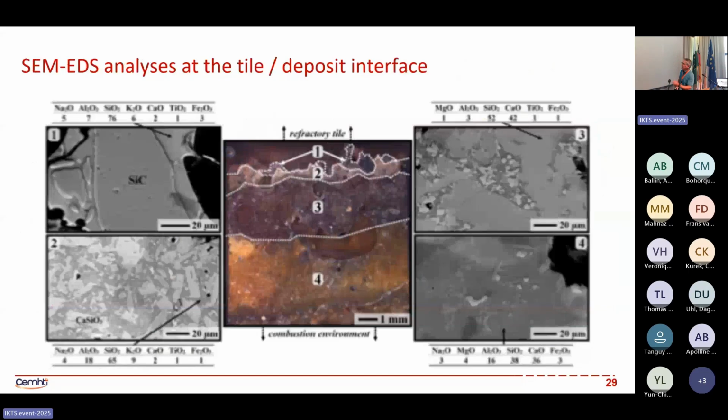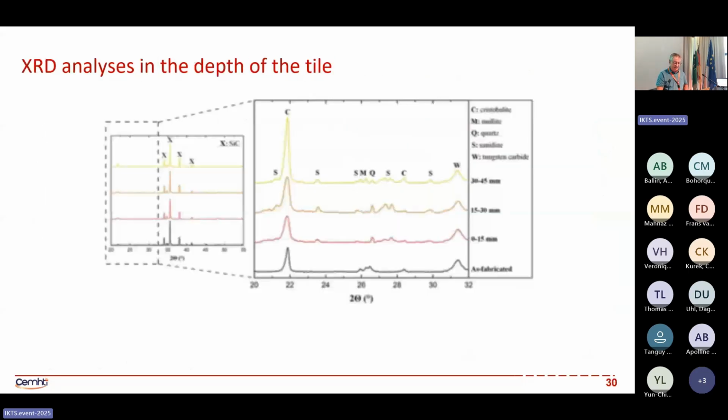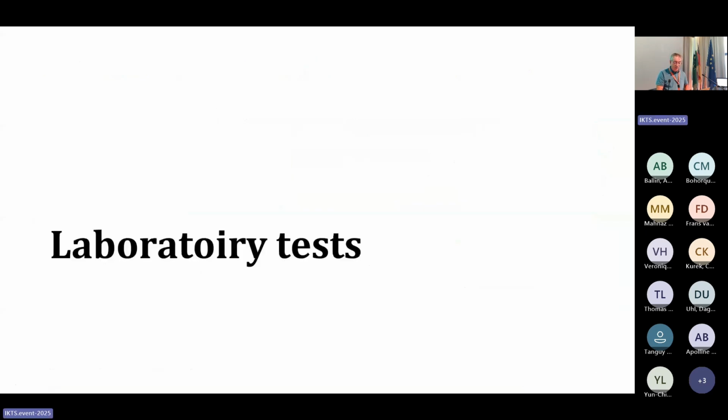If you look deeper, at the interface, we can observe some different reactions with the formation of wollastonite. I skip this part. It is not the most important, not right now at least. We also performed XRD analysis, and we now perform laboratory tests, because we have something in mind. We have an idea about what is happening.